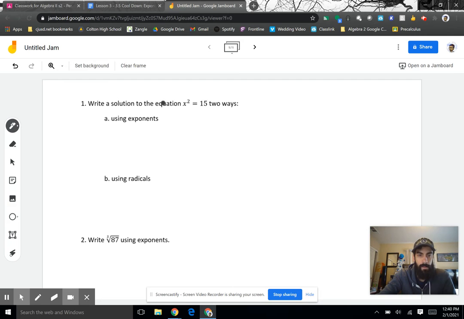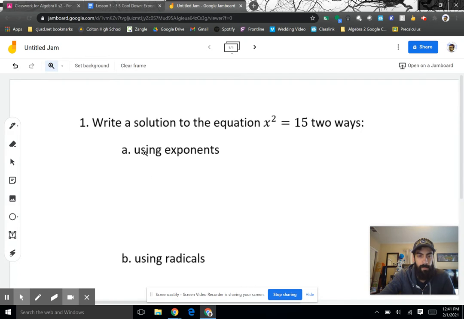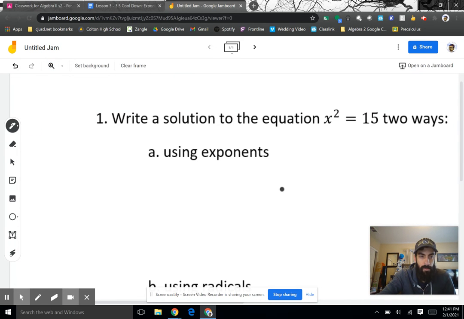So it says, write a solution to the equation x squared equals 15 in two ways. First, we'll do it using exponents. So what we're looking for is really one number times itself, which is what squared means. That's going to be equal to 15. Might help us to think, well, this 15 is really just 15 to the first power. That exponent isn't necessary, but it's going to be helpful right now.